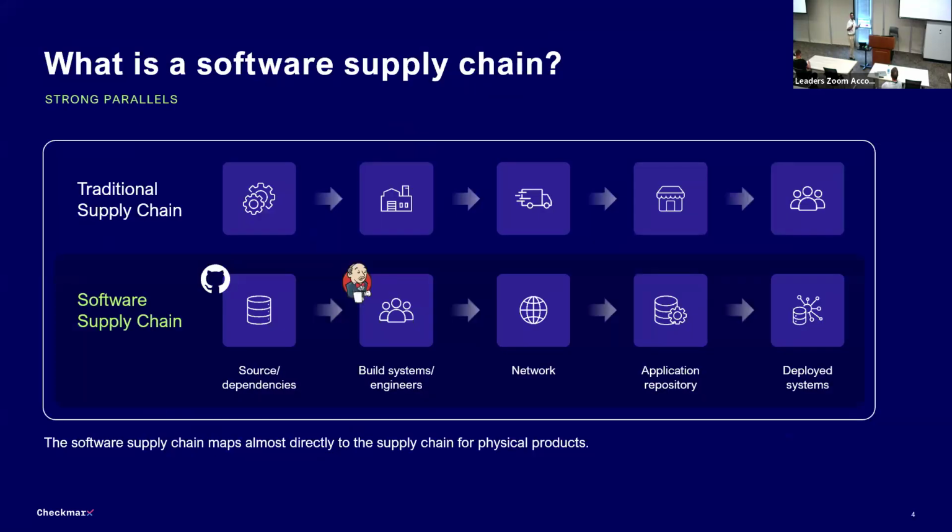So for those, just a quick level set to set the table here. For a traditional supply chain, typically there's some widget or some product that is being constructed. It is built at a factory. It is shipped on trucks to a certain shop or brick and mortar store, and then consumed by customers.